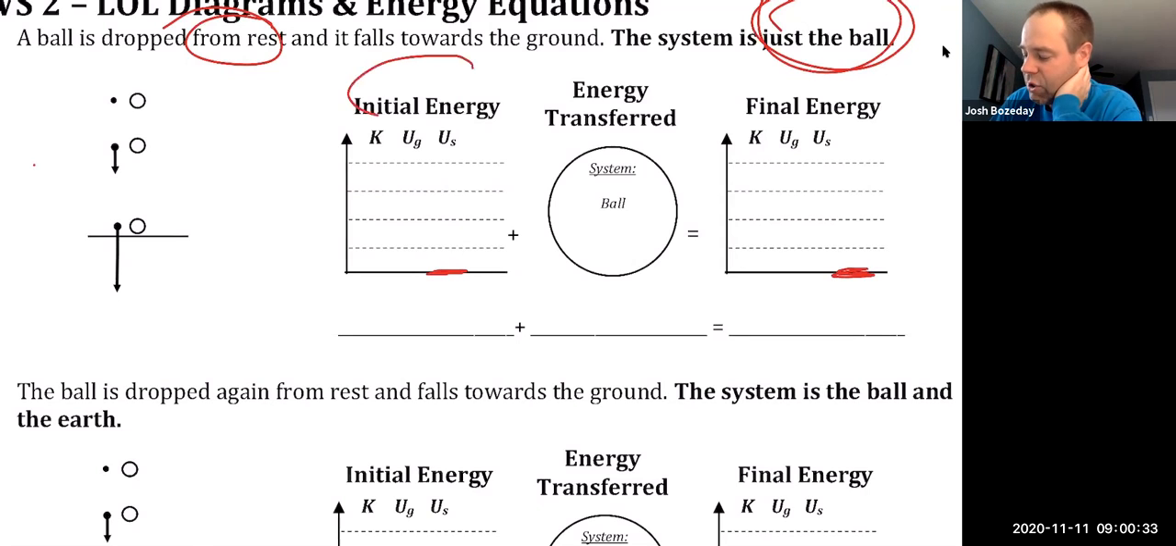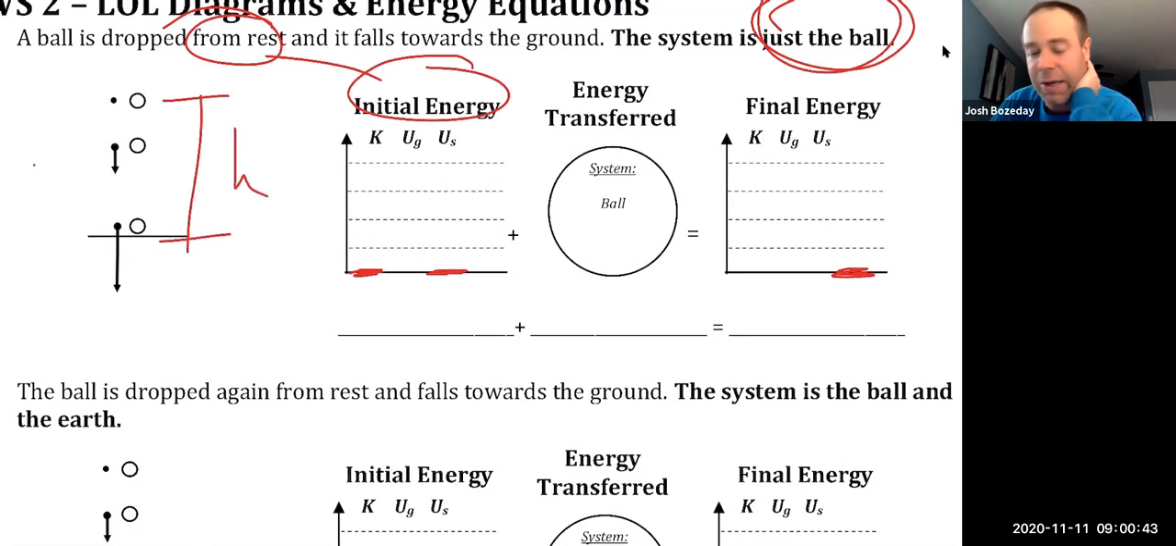Now, for the initial, we see it's dropped from rest. So that means it's got no velocity. And as we discussed, when we have no velocity, there's no kinetic energy. Now, it's obviously dropped from some height. So it's got some UG, because remember, gravitational potential energy is about height. The higher an object is, the more UG it has. So you can give it some amount of gravitational potential energy.